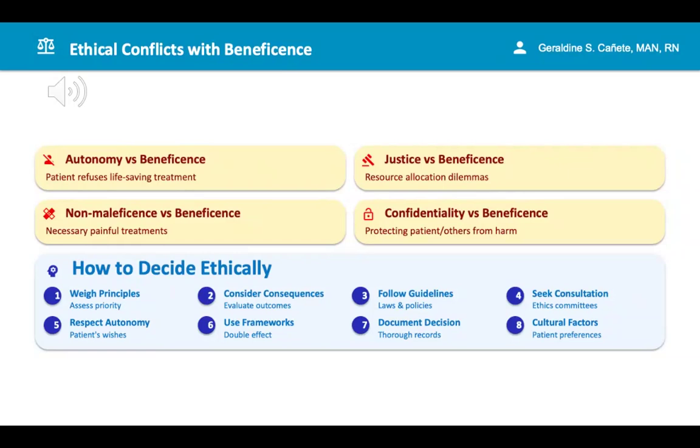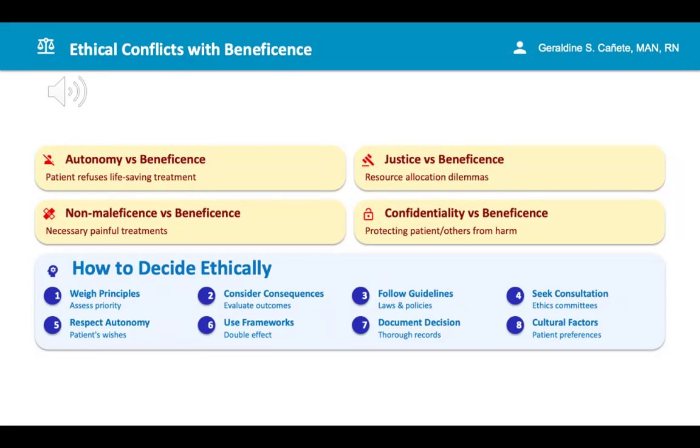Okay. Next example is a conflict between confidentiality versus beneficence. Like when we are protecting the patient or others from harm. You have a duty to protect patient confidentiality. But what if that confidentiality puts someone else at risk? When is it justifiable to break confidentiality to protect someone from harm? What are the legal and ethical implications of breaking confidentiality? Quite challenging, right?